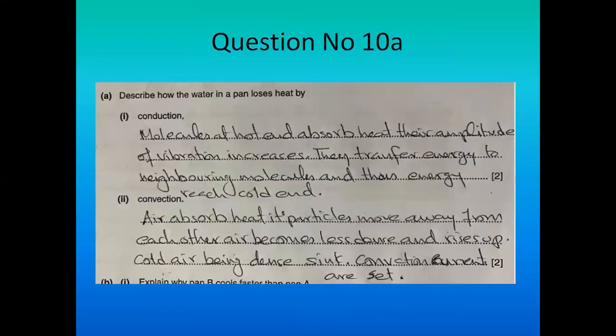Okay, so let me go through it: molecules at the hot end absorb heat, their amplitude of vibration increases, they transfer energy to neighboring molecules by colliding, and thus energy reaches the cold end. So this happens by the vibration of molecules.